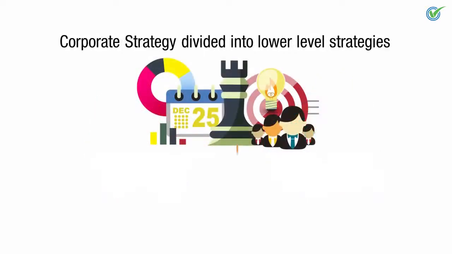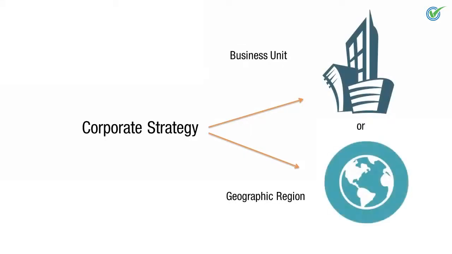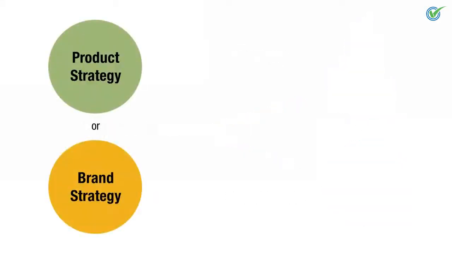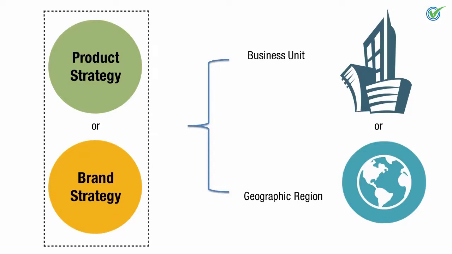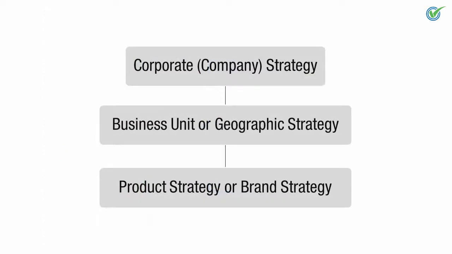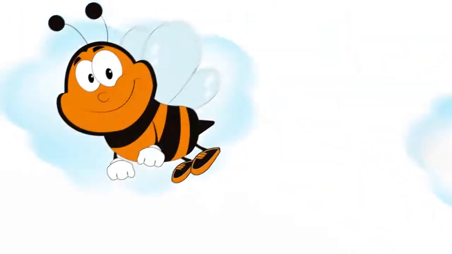Corporate strategy can in turn be further divided into lower-level strategies depending on the complexity of the organization. For example, the corporate strategy for an entire company can be divided into strategies for each business unit or geographic region, and then subdivided further into a product or brand strategy for each product or brand in a business unit or geographic region. The product or brand strategy is the lowest level in this hierarchy. The diagram illustrates the relationship between corporate strategy, business unit or geographic region strategy, and product or brand level strategy. And with that, we've come to the end of this module.